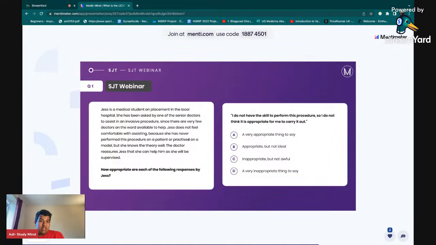If she doesn't have the skill to perform a procedure, but let's say she just goes ahead with it because the doctor says, "Oh, I'll be supervising you," she could still possibly cause harm to the patient. What if she's not stopped? If she doesn't have any knowledge of the procedure, it immediately puts the patient at even more risk than the team should be taking on.